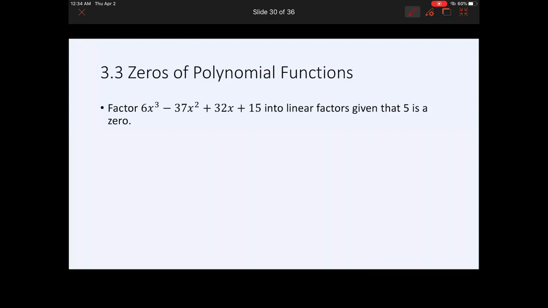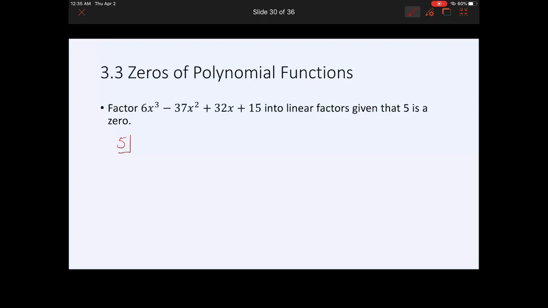All right, so notice that this one now says something different than the previous. Previous one said determine if x plus 4 is a factor. This one now says to factor this polynomial into linear factors given that 5 is a 0. Okay, so a few minutes ago we talked about if we were to factor, you take your factors, you set them equal to 0, and you solve, and you say, oh, this number is a solution, or this number makes the equation 0.